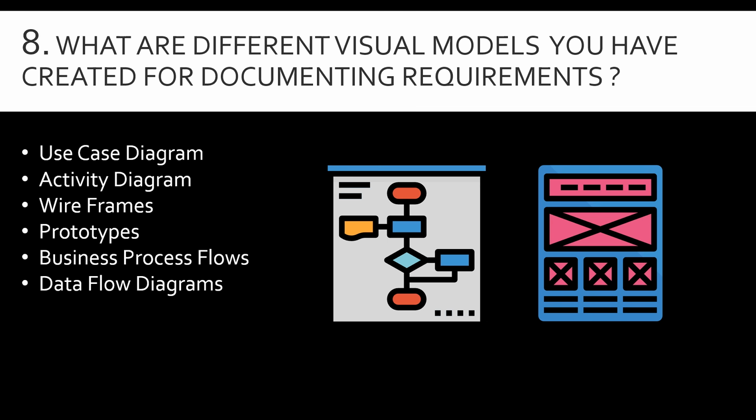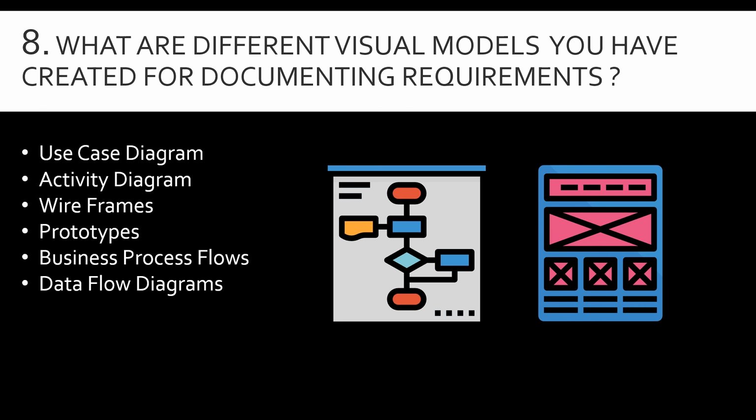The first one is the use case diagram, which documents the interactions between the user and the system which we are building. What are the different things a user can do, functions which the user can perform using the system. Then there is the activity diagram, which again captures the interaction between the user and the system in a very detailed way.